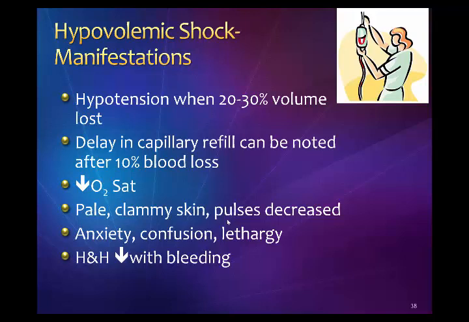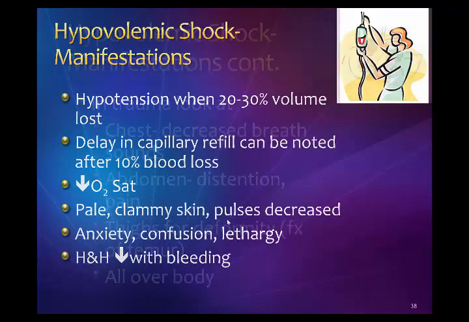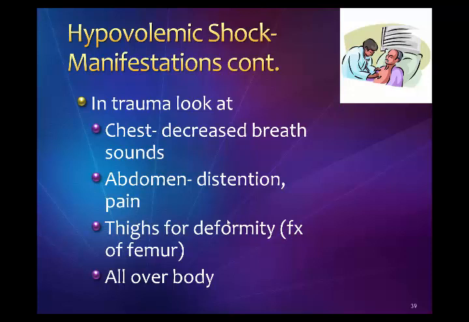Because what we've done in that scenario is we've pulled out all of the fluid part of the blood and left the red blood cells, platelets, white blood cells behind. And so the red blood cells will be increased, hence leading to elevated H&H. So when we're talking about hypovolemic shock, chest, they may have a contusion of the lung, leading to decreased breath sounds. Abdomen, they may have distension of the abdomen. A thigh, fracture of the femur.